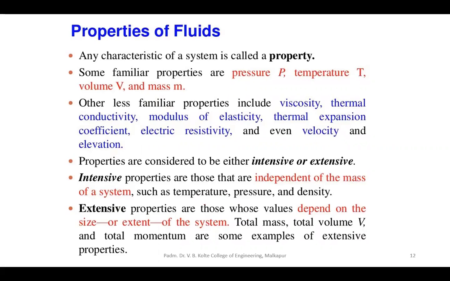These are the 4 basic properties of the fluid that will be considered while defining density, specific weight, specific volume and vapor pressure. Capital P denotes the pressure, capital T denotes the temperature, capital V denotes the volume and small m denotes the mass. The other less familiar properties include viscosity, thermal conductivity, modulus of elasticity, thermal expansion coefficient, electric resistivity and even velocity and elevation. Properties are considered to be either intensive or extensive.